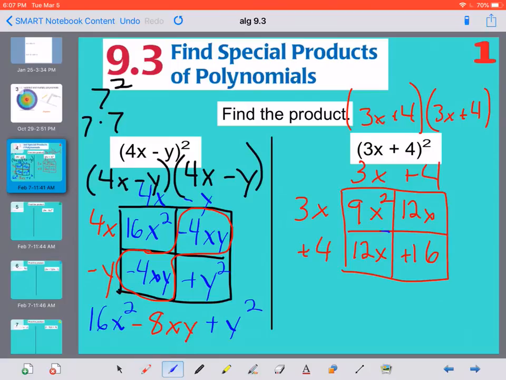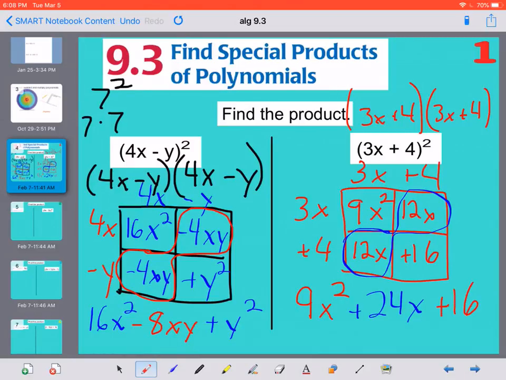So what I see is I have two 12x's. So I'm going to combine those. So we're going to get 9x squared. 12x plus 12x is going to give me 24x. And then we finally have plus 16.